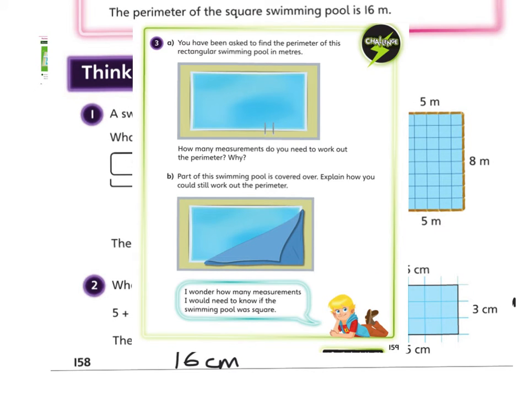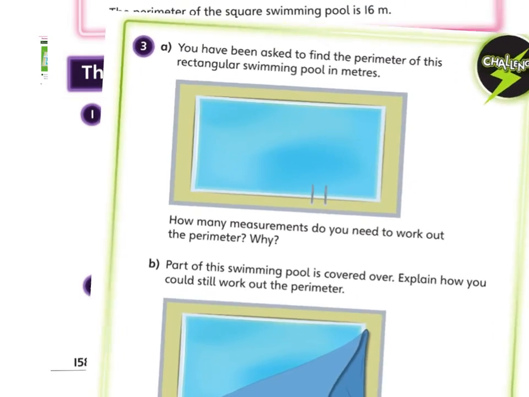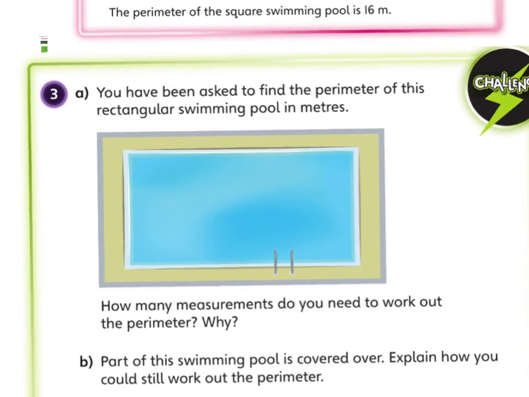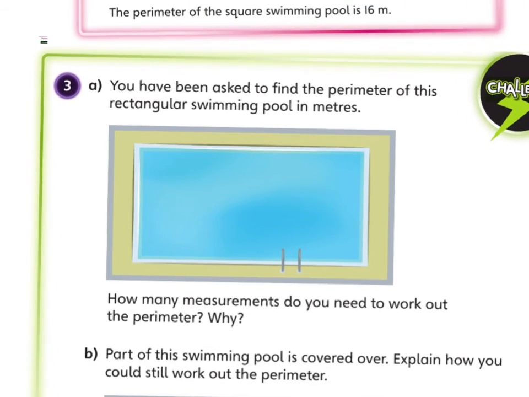Okay, here are the challenges. Let's look at the first one. It says, you have been asked to find the perimeter of this rectangular swimming pool in metres. How many measurements do you need to work out the perimeter? Why? So, how many measurements do you think you need?